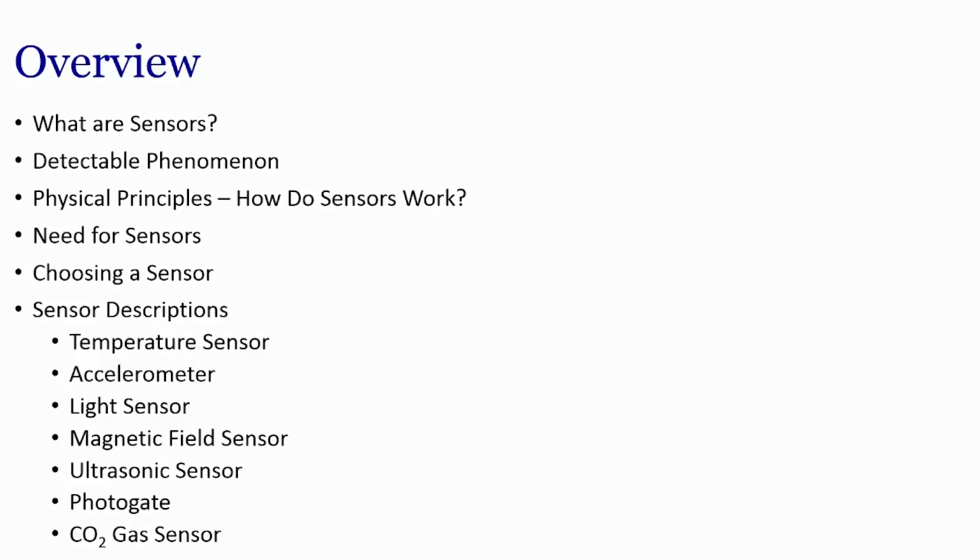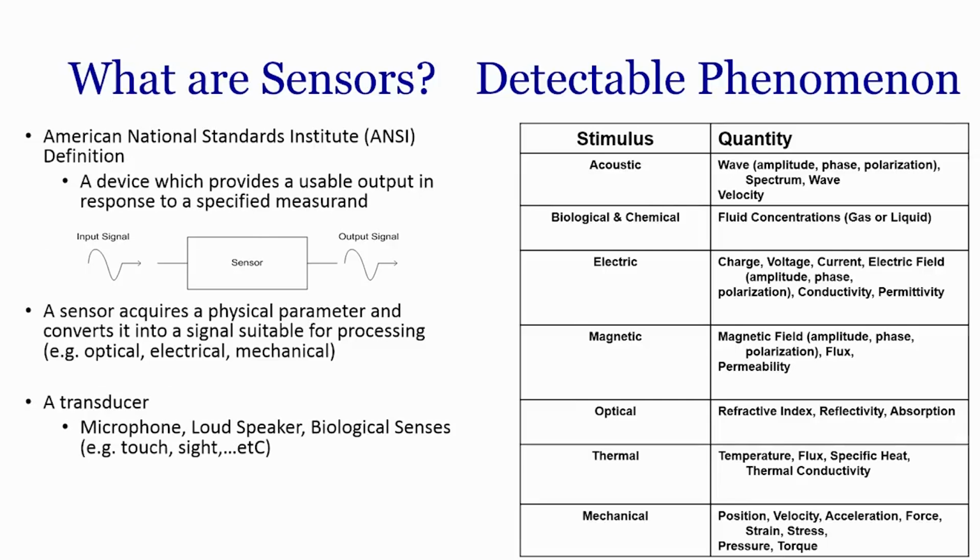So, if you see the slides, our focus of this particular lecture is to understand what are sensors, then we will look at the detectable phenomena or the mechanism, the physical principles, that is how do sensors work, need for sensors, choosing a sensor, what kind of application you are targeting and what kind of sensors you have to choose for that application, and then we will see a few sensors and their applications, from temperature sensor to CO2 gas sensor, alright.